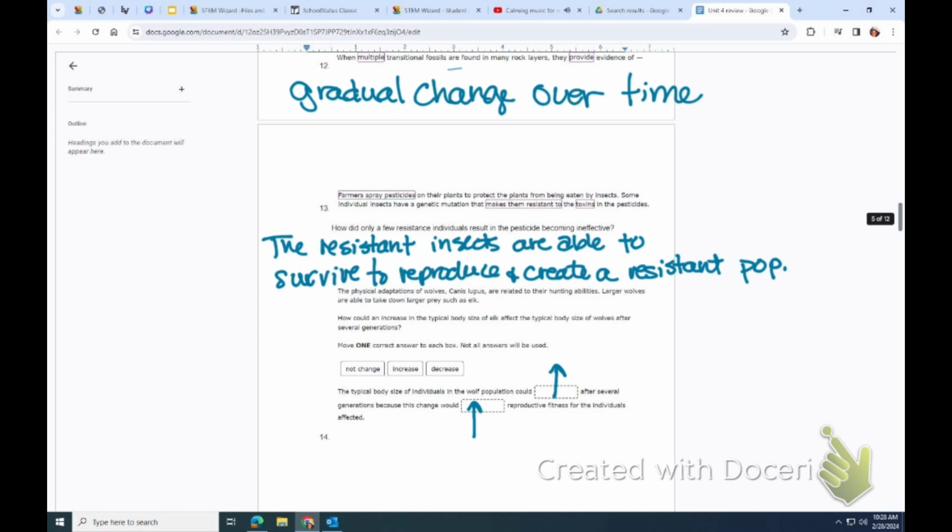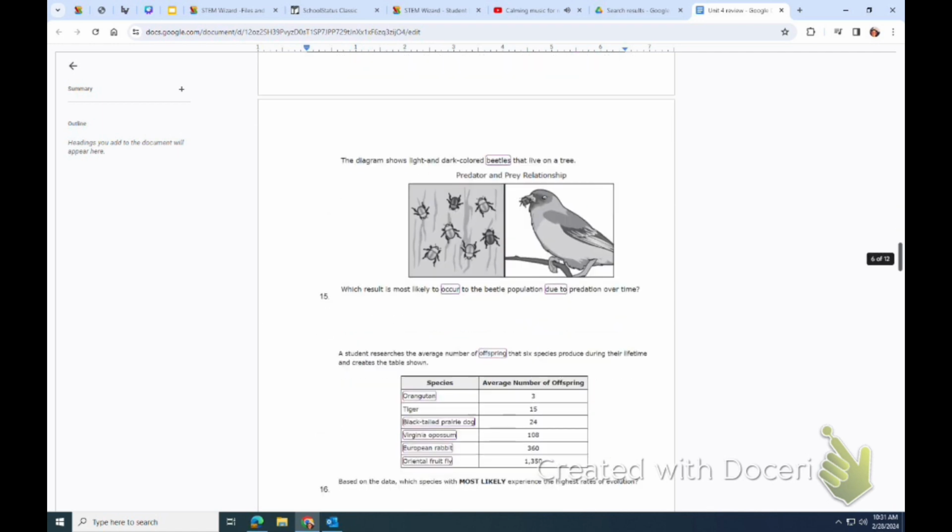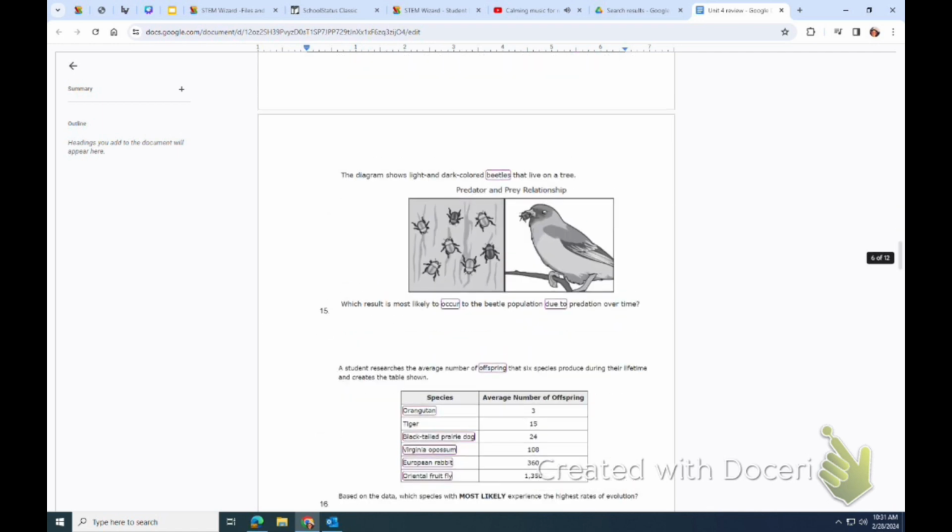We're moving on now to number 15. 14. I am on the struggle bus today. So we've seen this one before. It's the bird with the bugs on the tree, and the tree is light colored. What's going to happen to the number of light color beetles over time?